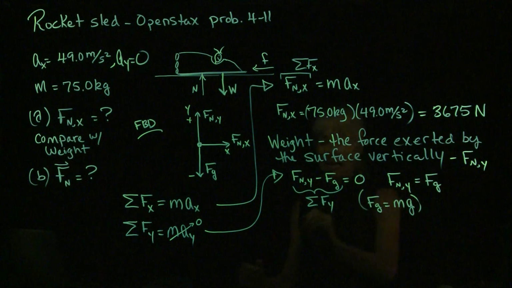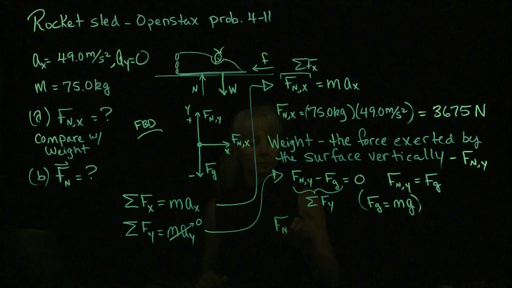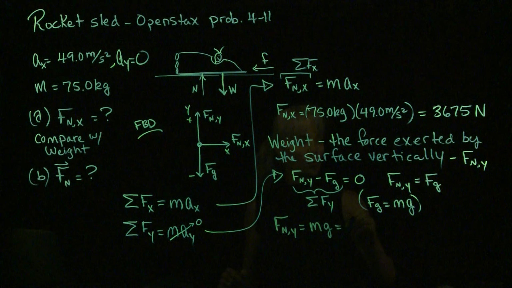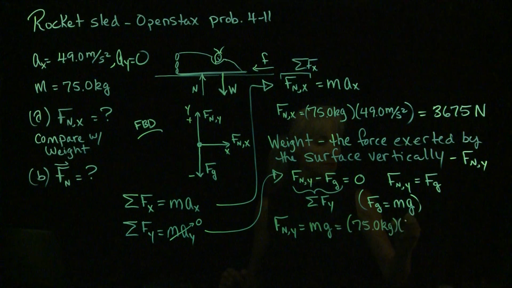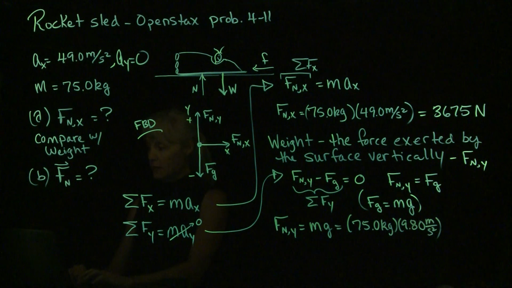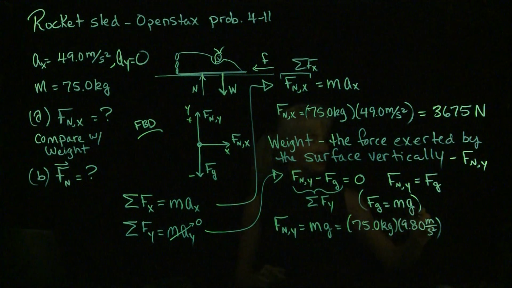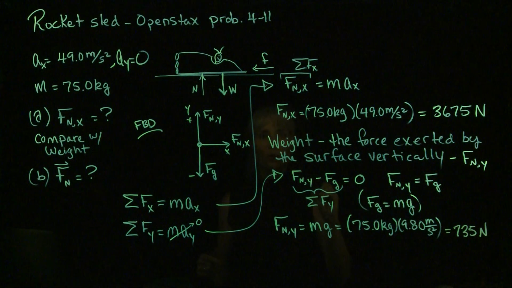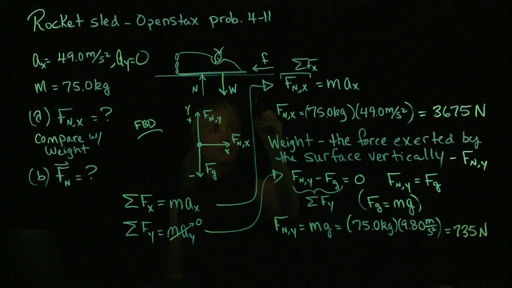So now we can write Fny as equal to mg, which is going to be equal to 75.0 kilograms times 9.80 meters per second squared. And so what is Fny? 75 times 9.8 is 735 newtons.